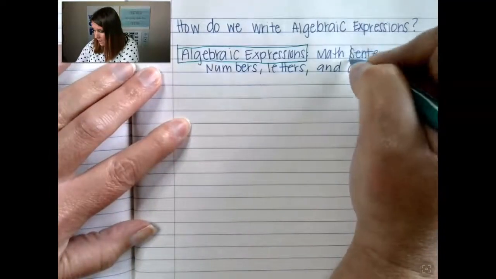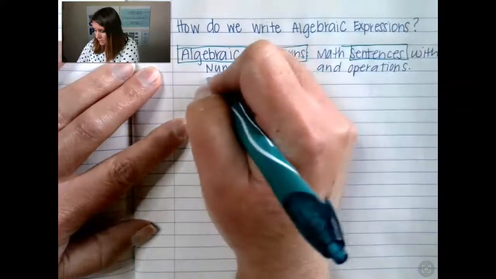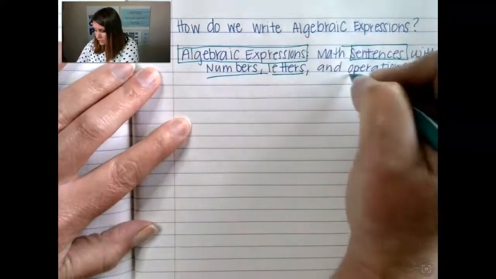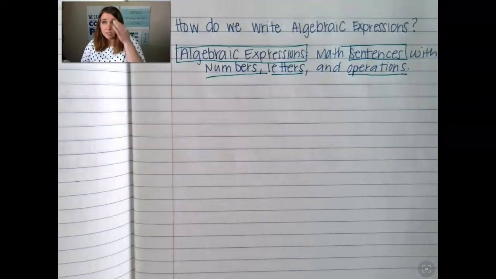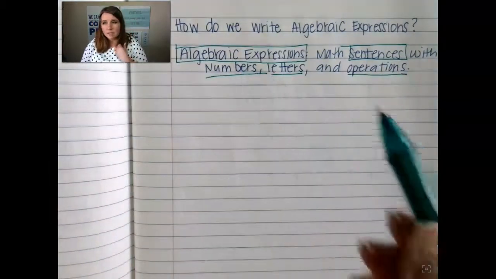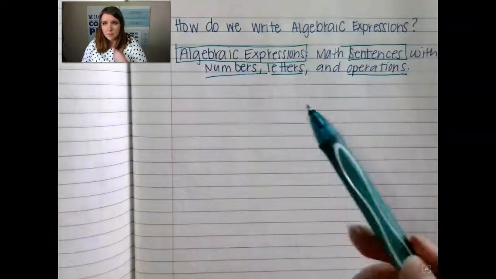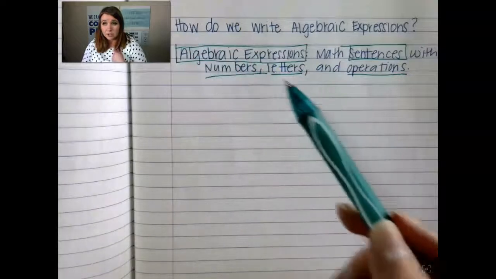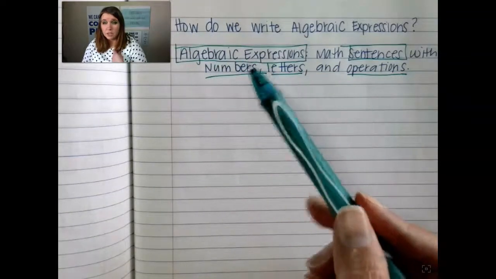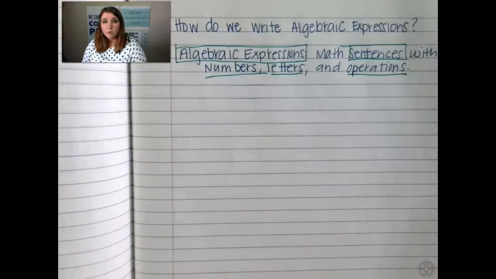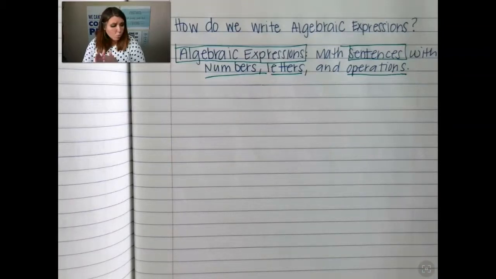So algebraic expressions, they are math sentences again. They have numbers, letters, and operations. So it's algebra because of the letters. Again, letters. There's your connection. Numerical expressions also have numbers, but now we're adding in the letters. Okay, so what does this look like?